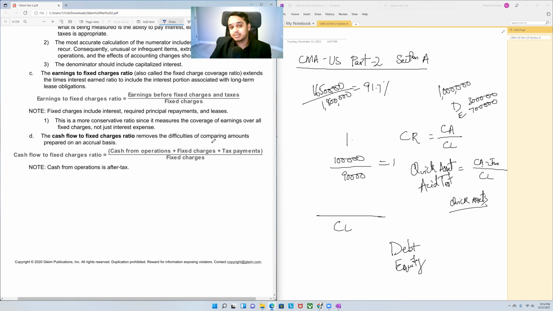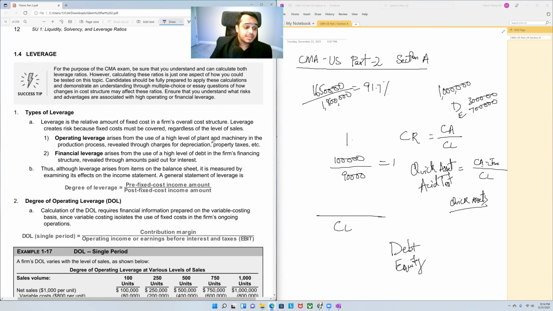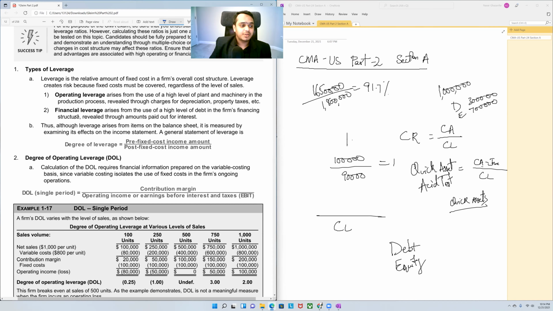How are you going to pay the tax? How are you going to pay yourself profits? It's a big problem for you. Not only yourself, you also have the equity shareholders to whom you need to pay profits. Okay. Then comes leverage. Now leverage, again, we have a few ratios in here.